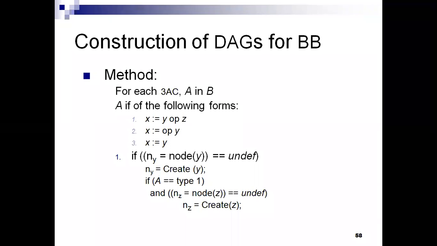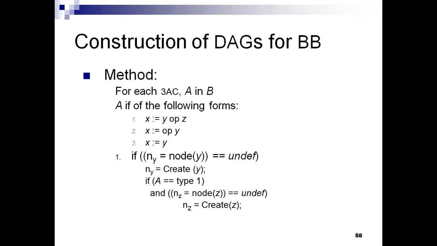Is it clear? Again, I'm repeating: with the following statements, or cases, x = y op z, x = op y, and x = y. First, if y is undefined, then create node of y with the function node of id. Here we have a function node of id, so for the id y, I am creating it because initially it is an undefined variable. Similarly, if z is undefined, create node of z.